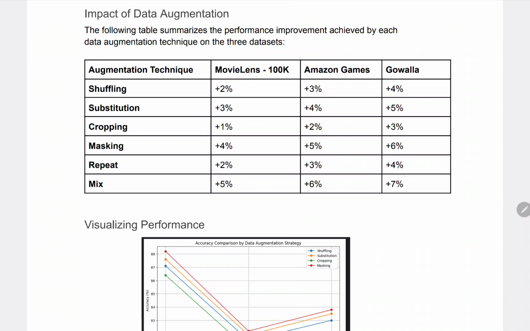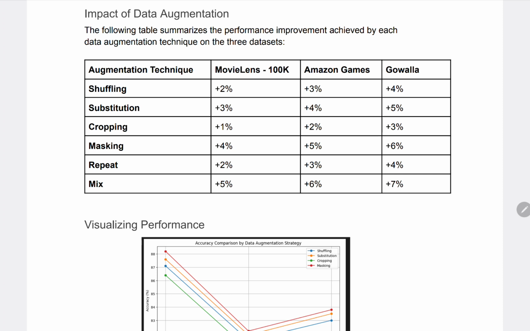On Gowalla, masking and mixing gave the highest gains, reflecting the effectiveness of these techniques on sparse, location based interactions. The diversity in results highlights how augmentation needs to be tailored to the dataset's characteristics. For datasets with sparse or highly variable interactions, strategies like masking and mixing are particularly effective.